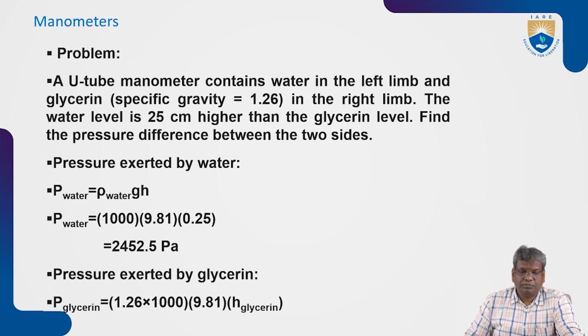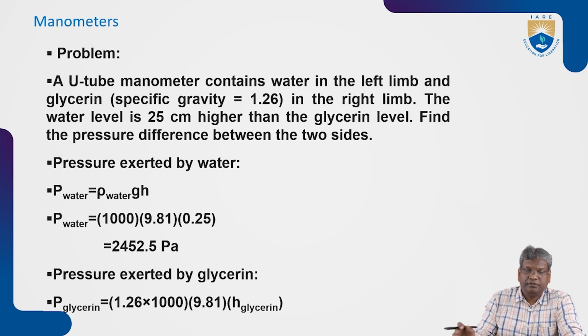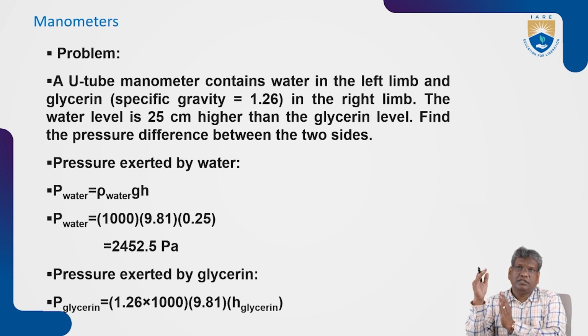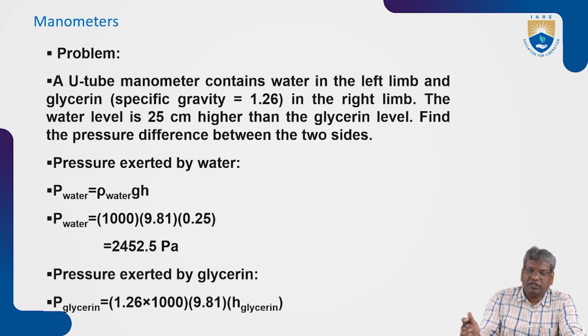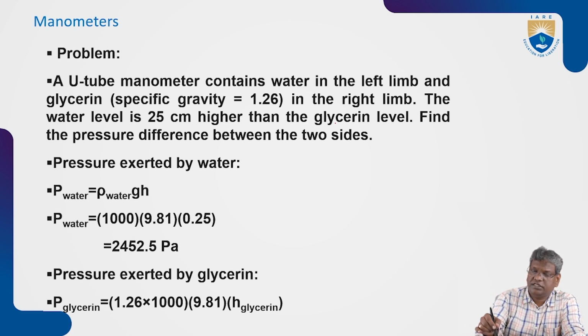So the other problem for U-tube manometer: a U-tube manometer contains water in the left limb and glycerin of specific gravity 1.26 in the right limb. So in the left limb we will have water, in the right limb we will have glycerin of specific gravity 1.26. The water level is 25 centimeters higher than the glycerin level. Find the pressure difference between the two sides.